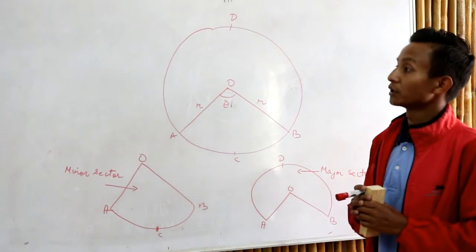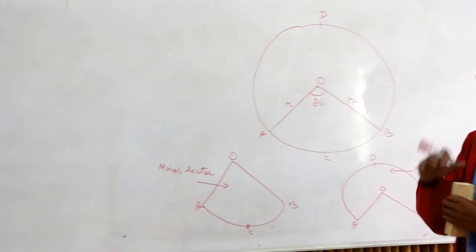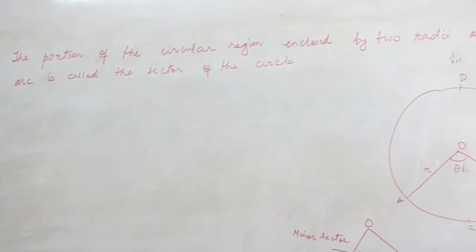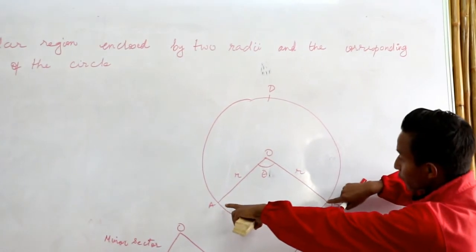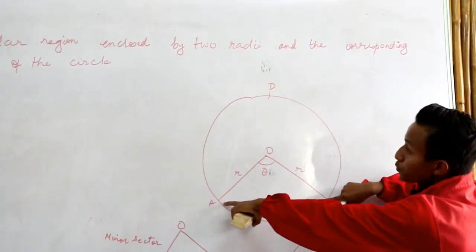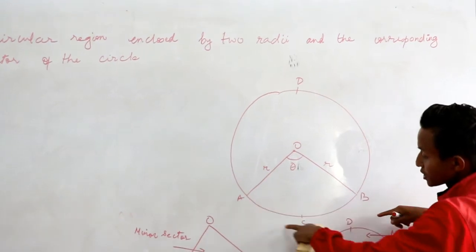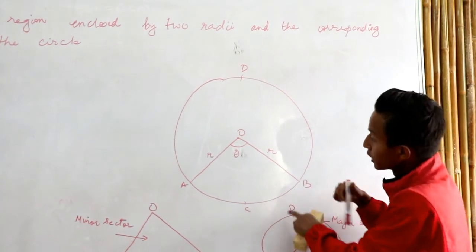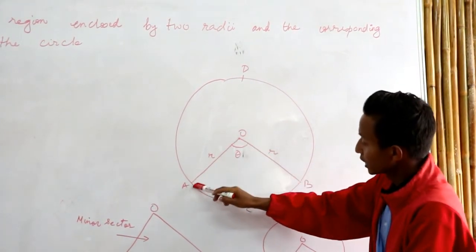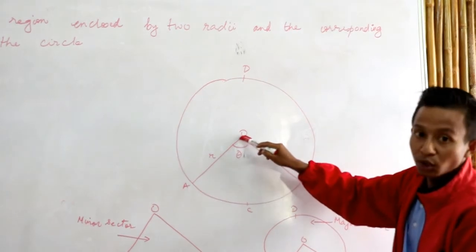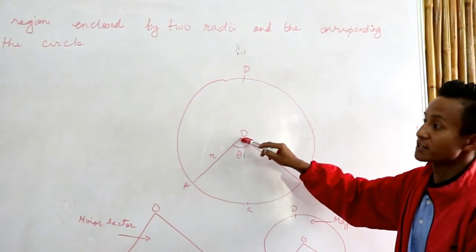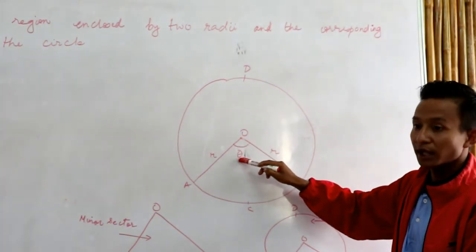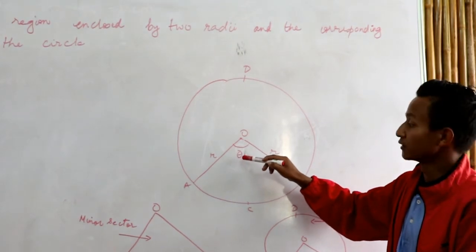So look at the definition. The portion of the circular region enclosed by two radii, actually these are the two radii of the circle, and the corresponding arc. Suppose this ACB is our corresponding arc. Then this region OACBO will be the sector of the circle, and this angle theta is called the angle of the sector.